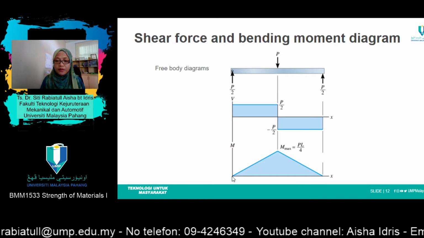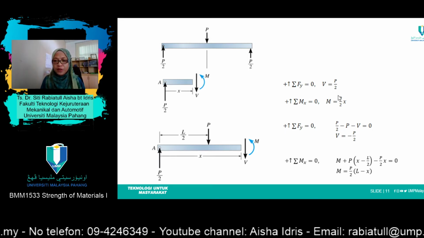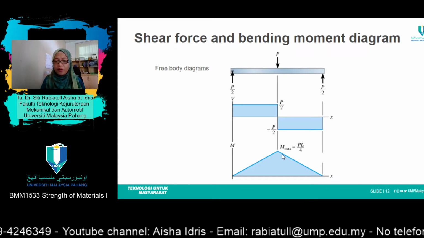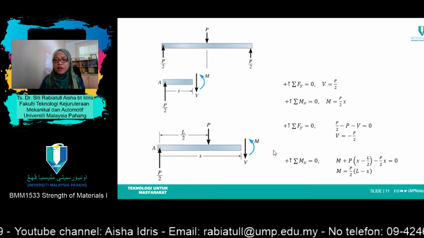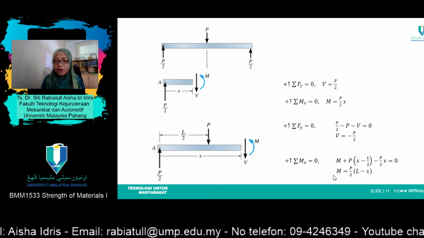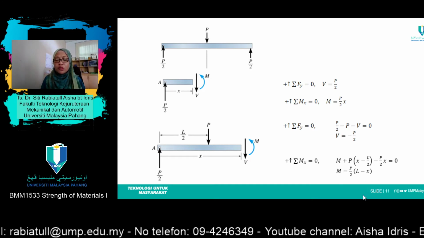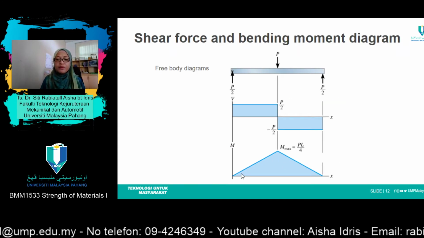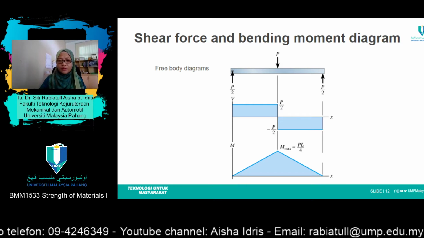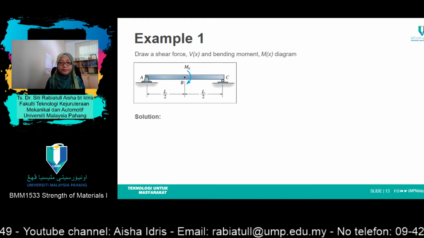So mark the point 0 here. Now move on to the next section, which is when x equals L over 2, you'll get M equals PL over 4. So mark PL over 4 there. After that, for the next point, you need to refer to this diagram, which is here. When x equals L, you'll get M equals 0. So mark this point there. So you get this graph for the moment diagram. To get a better understanding, let's move on to example number 1.